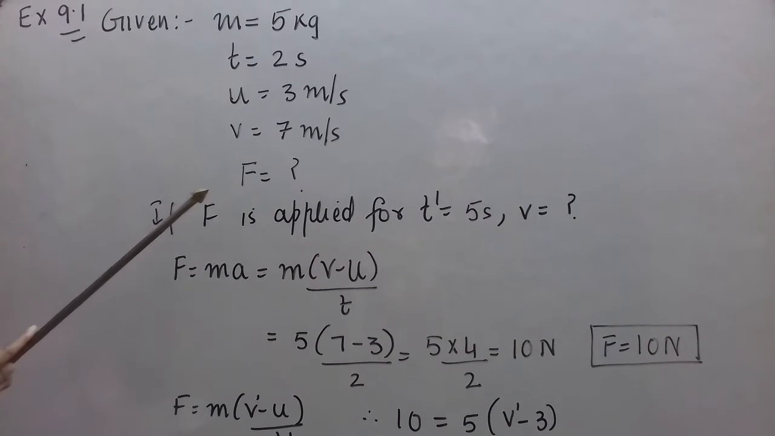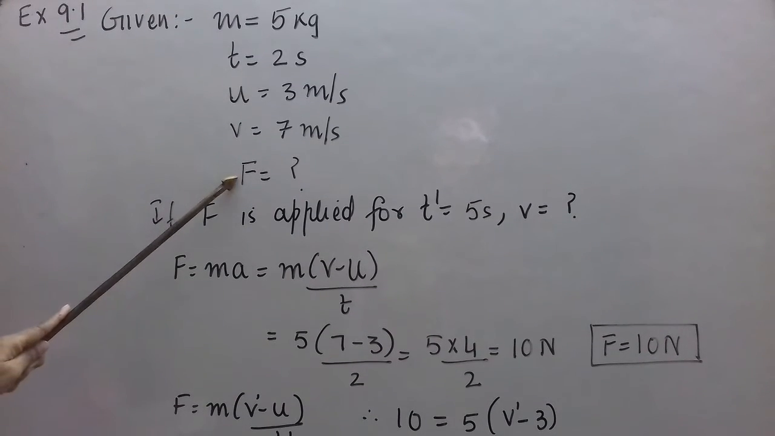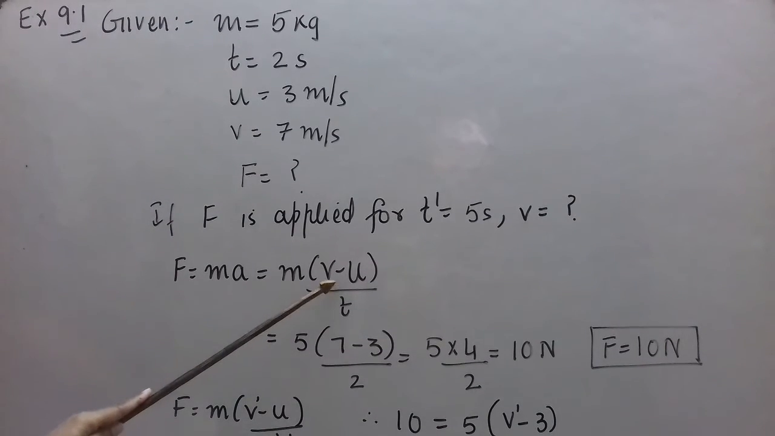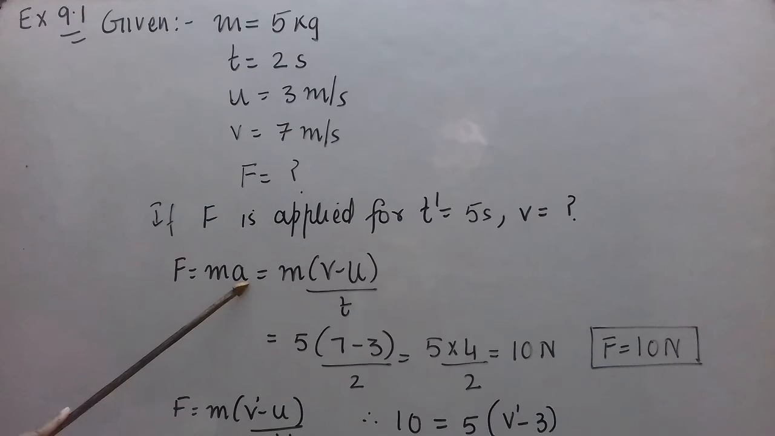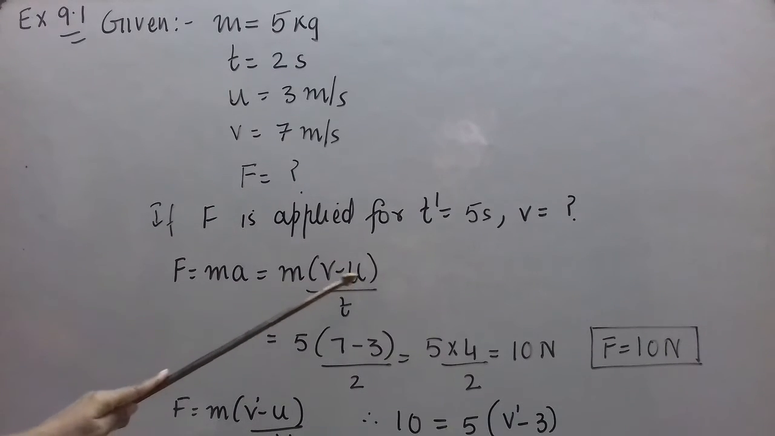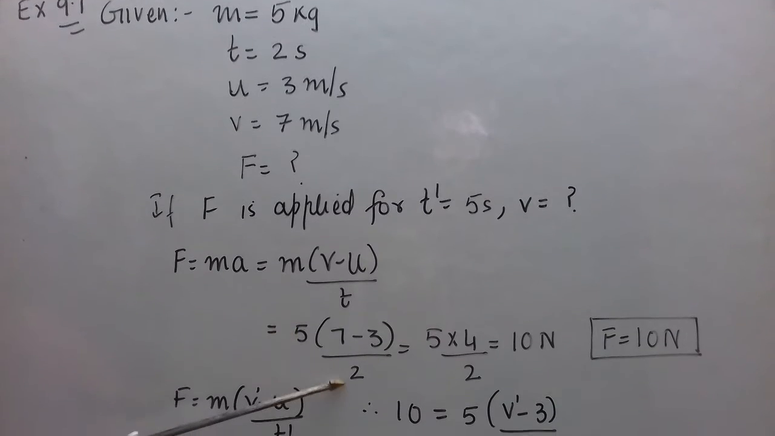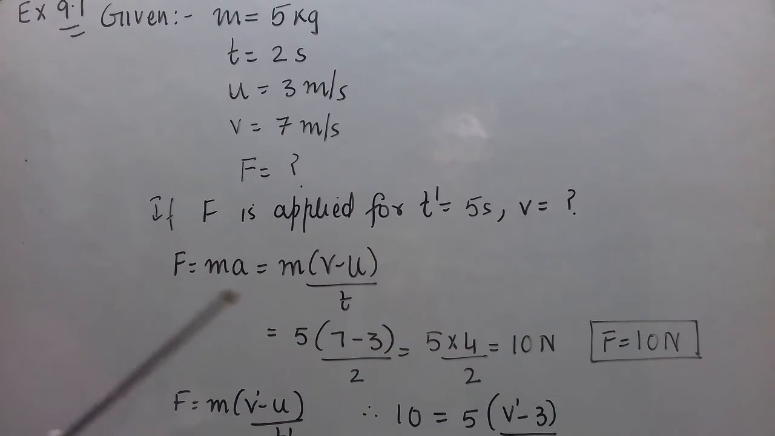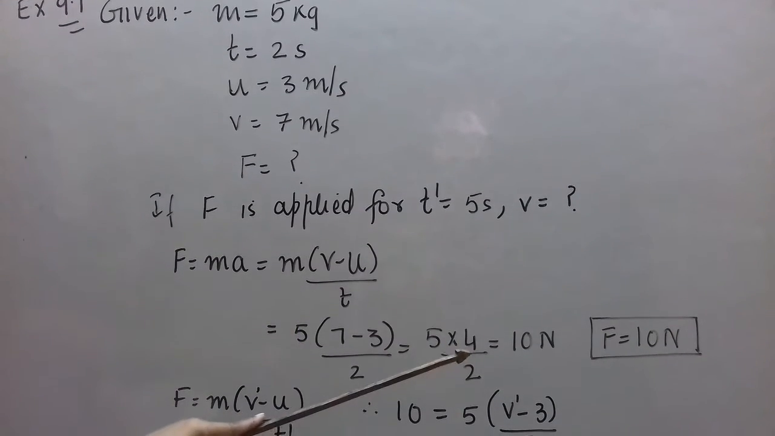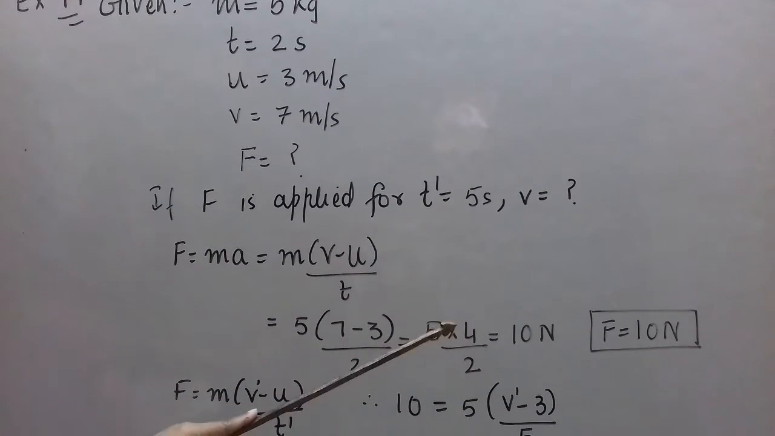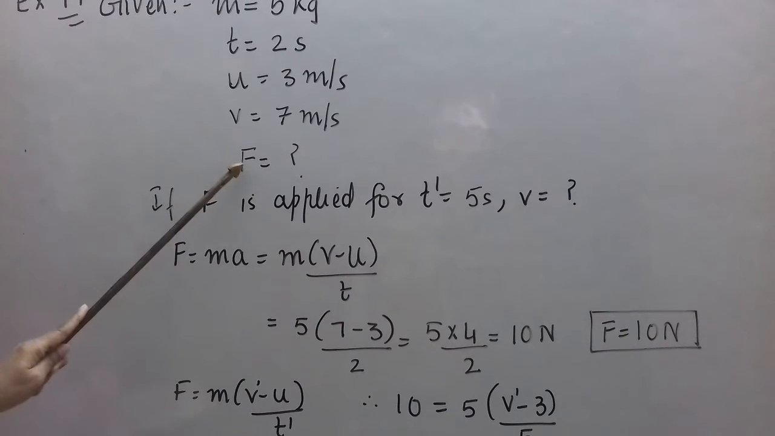So use the formula from Newton's second law of motion. Use a formula for F. F is ma and a is v minus u upon t. Now put the value of m, v, u and t from the given. After doing the calculation, we get the answer for force as 10 newtons. If you don't write the unit, you will lose marks. So write the unit along with the answer. So we have got force.